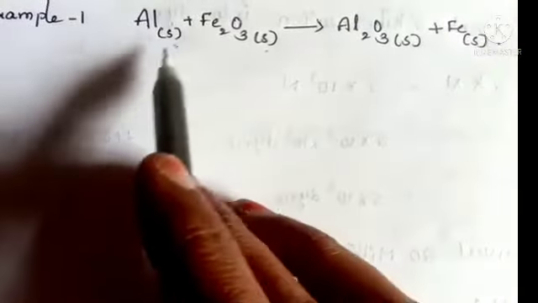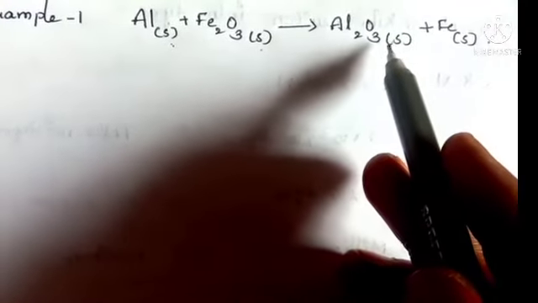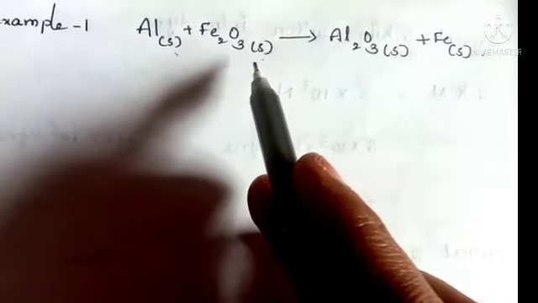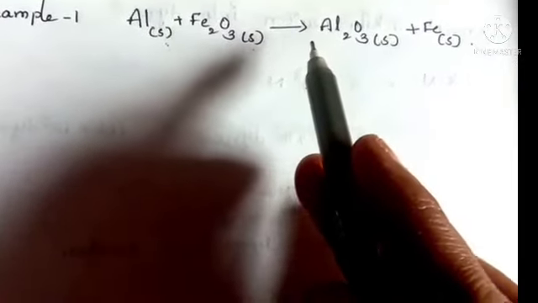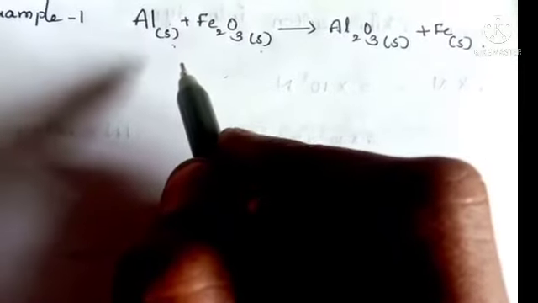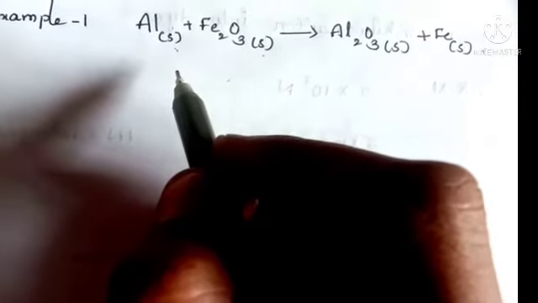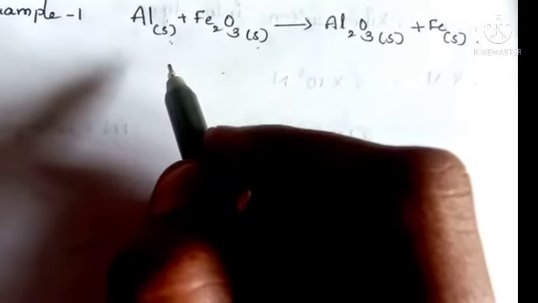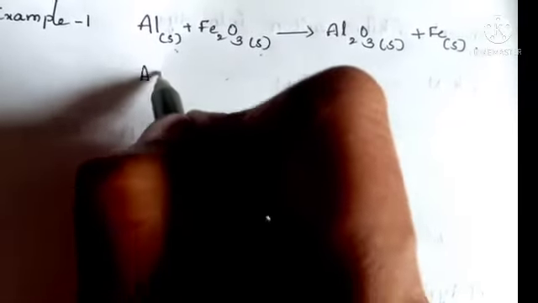Again, listen. Example 1. Aluminium plus ferrous oxide gives aluminium oxide plus ferrous. These are all solid state. Here we are using the mass relationship in this equation. First we take the aluminium atomic mass. Atomic mass is the number of protons plus number of neutrons. Here the aluminium atomic mass is 27.